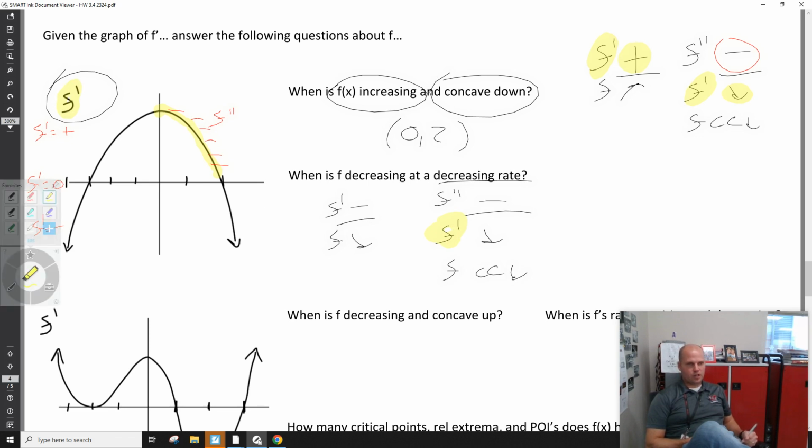Let's change colors here. F prime is going down. F prime is negative. Where are we? Negative and going down. Well, negative going up, positive going up. Positive going down, negative going down. So x is bigger than 2 or 2 to infinity.